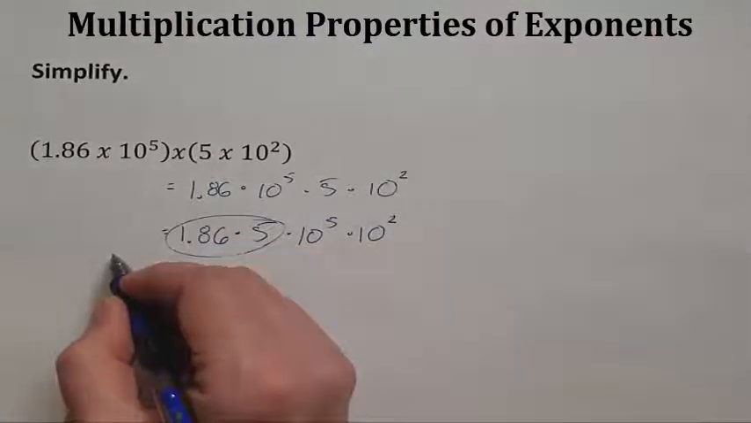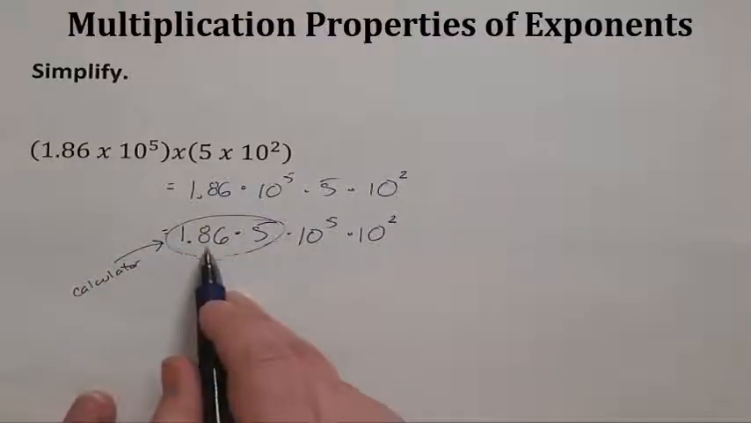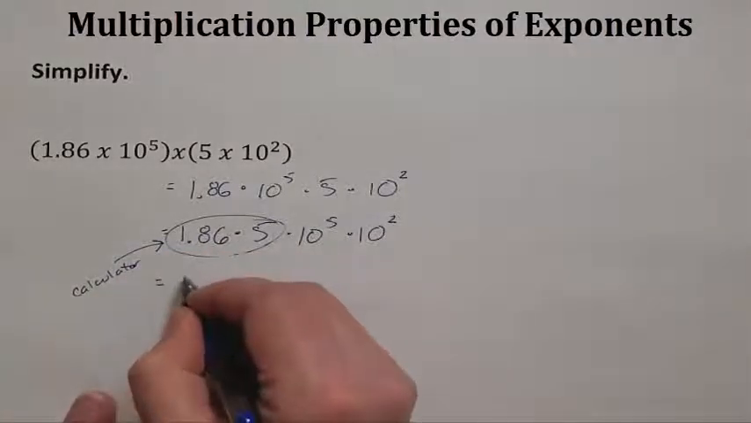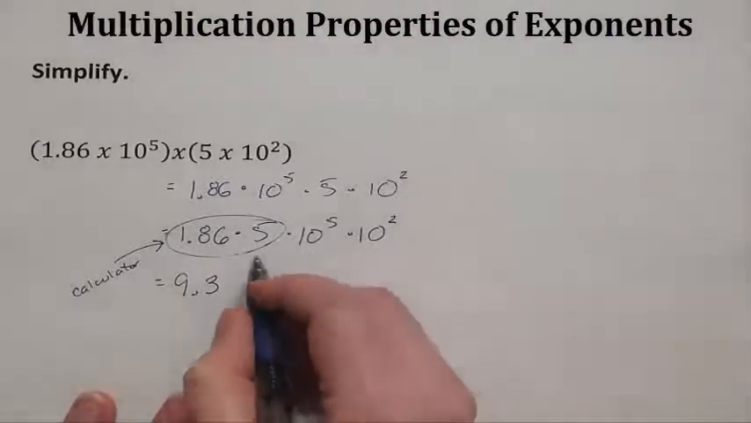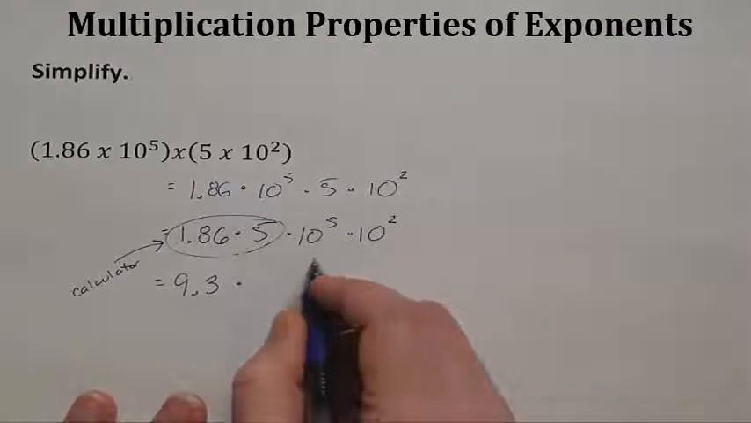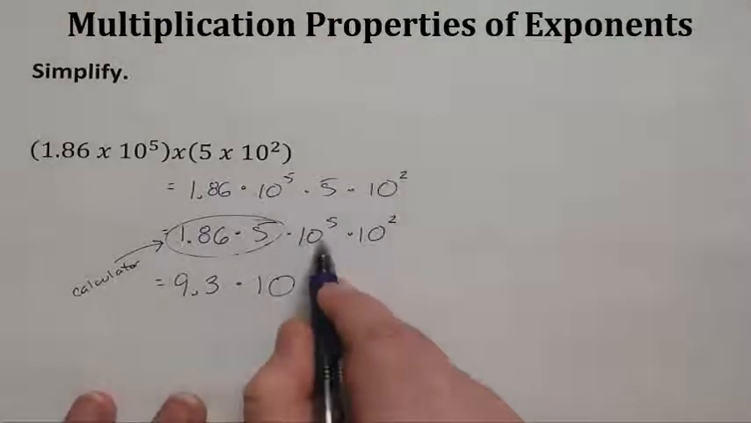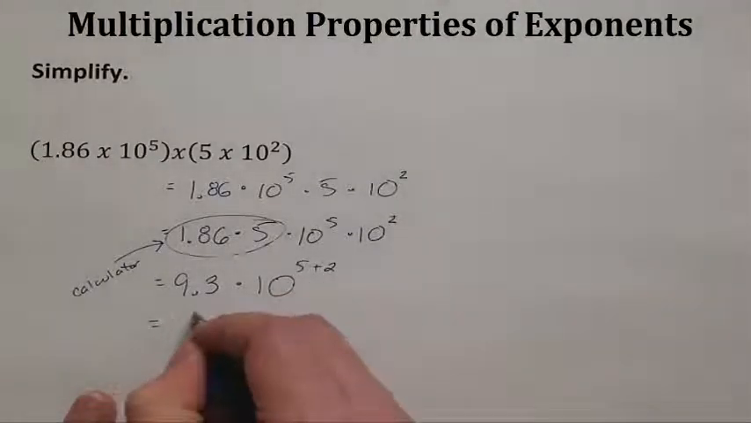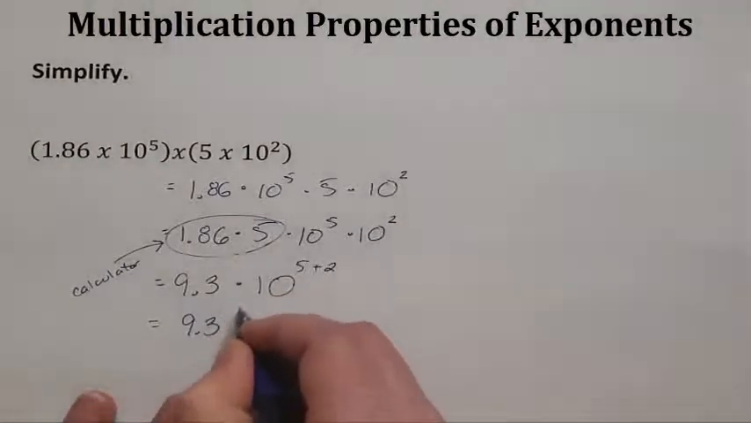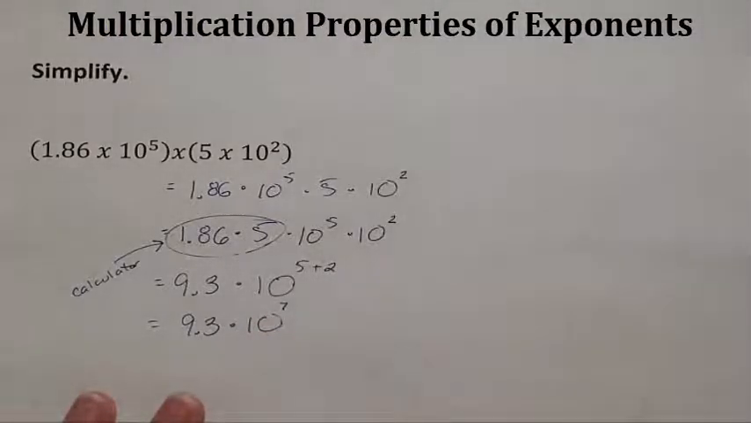So we're going to grab our calculator, and we're going to actually use our calculator to solve this problem. 1.86 times 5 is 9.3. Now we're going to use the rule we've been doing to solve this problem. So I need to multiply it by their same base of 10s. So here's my base of 10. If they're the same base of 10, I add their exponents. So this is 5 plus 2. So this is 9.3 times 10 to the 5 plus 2 is 7, 10 to the 7th power.